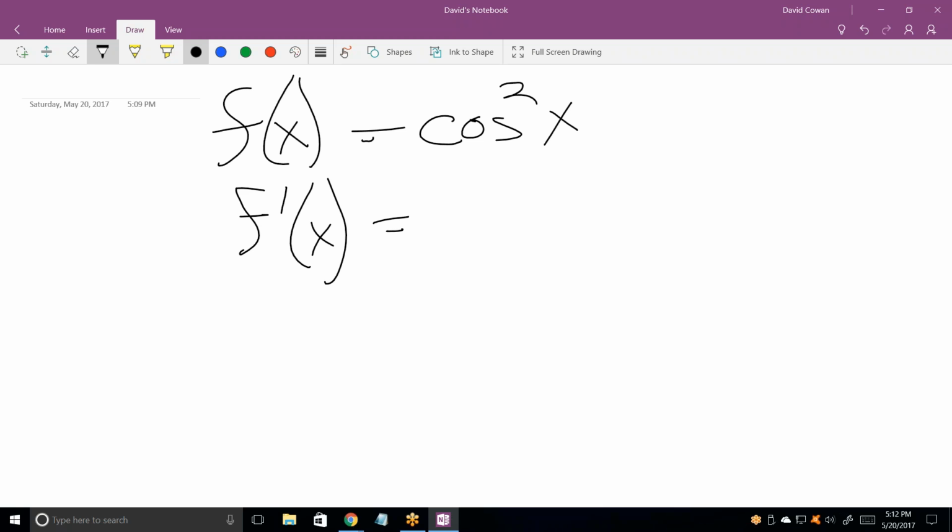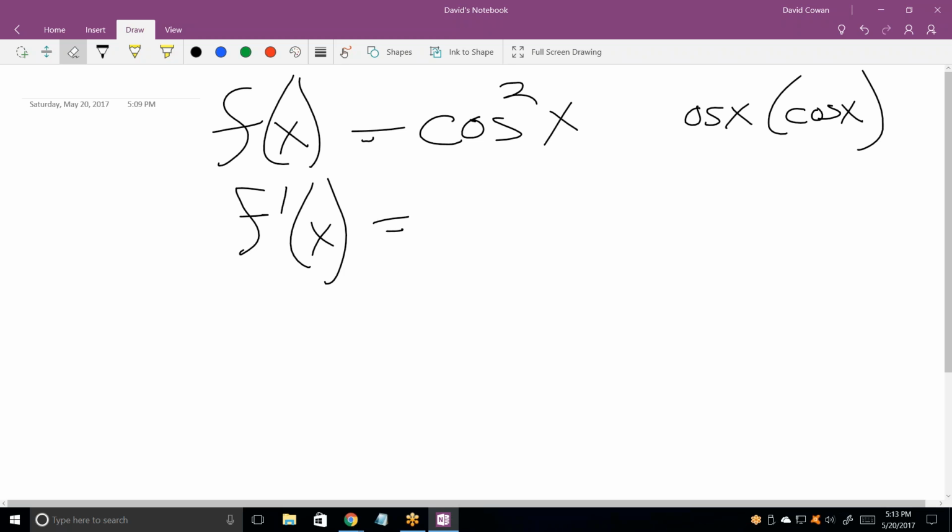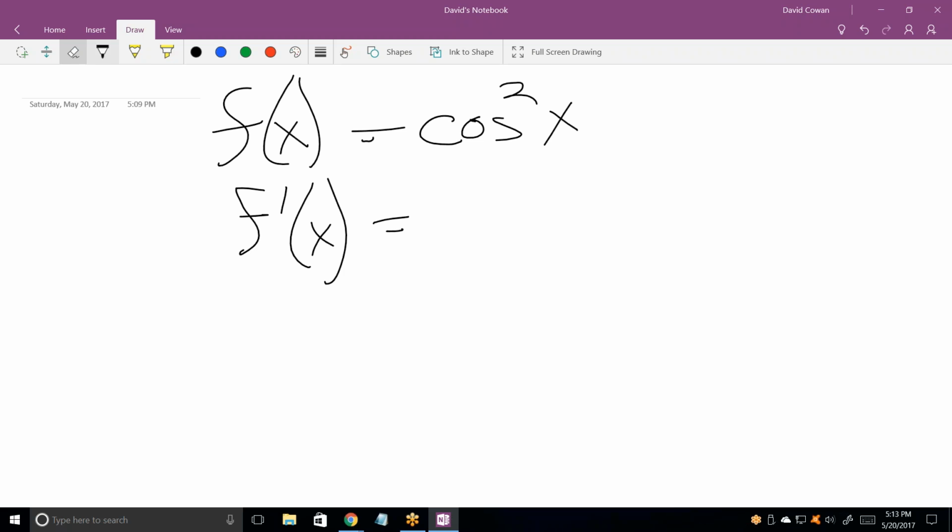Now, that's easier said than done. What's the derivative? There's two ways to do this. First of all, it's worth knowing that cosine squared of x is cosine x times cosine x. So if you didn't know how to do it, you could apply the product rule and do it. However, you want to be able to do this using the chain rule. And the chain rule says the derivative of the outside times the derivative of the inside. Tell me what the inside is. If I had to make something the inside, what would it be?